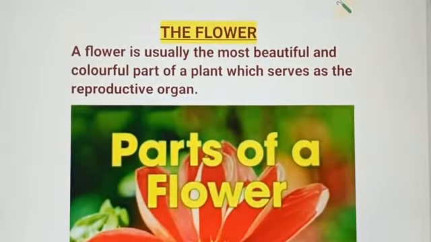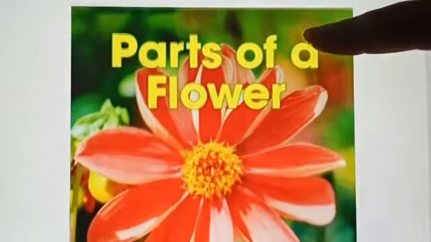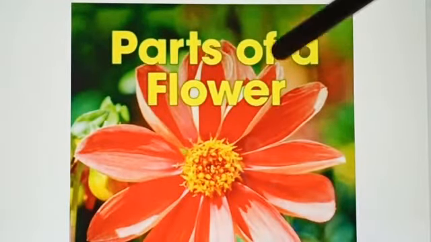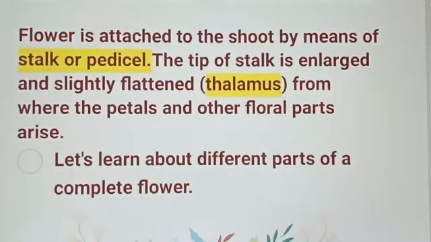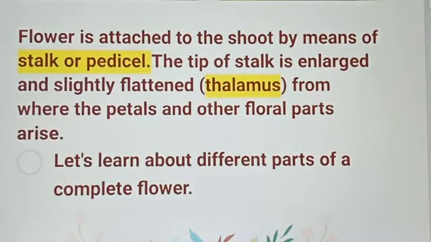If the question arises, what is a flower? So you can see in the picture that the flower is usually the most beautiful and colorful part of a plant, which serves as the reproductive organ. You can see a very bright and colorful picture of a flower given. And this flower is attached to the shoot by means of a stalk or pedicel. The same thing you learned in class 6 also. And the tip of the stalk is slightly flattened, and it is known as thalamus.